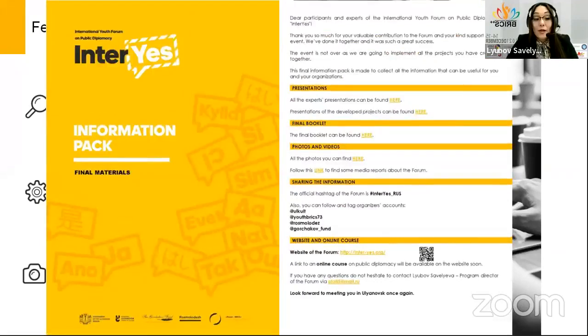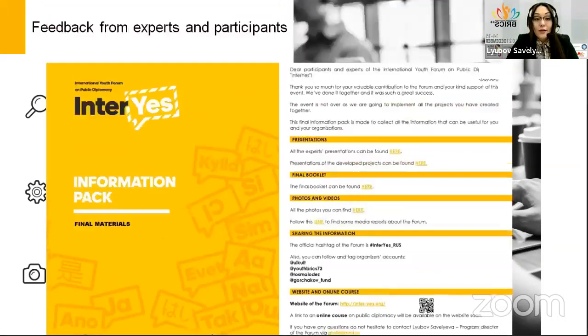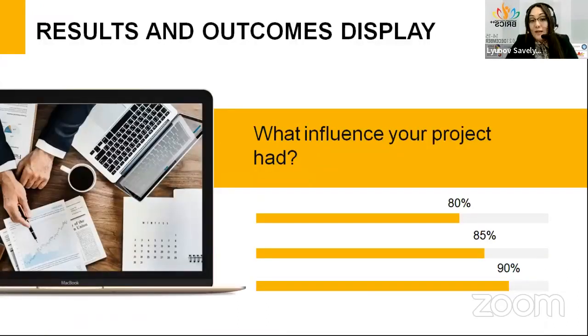Here you can see our final information pack. And I would like to pay your attention to the links that were inserted into this information pack. Also try to use hashtags, QR codes to make it more convenient for all the participants. I'm not going to cover some financial aspects of the project because my colleagues are going to do this today, but I would like to share one key point, that all the results and outcomes of your project should be displayed. What influence your project had? Try to answer this after the project and decide what you should do in the future.